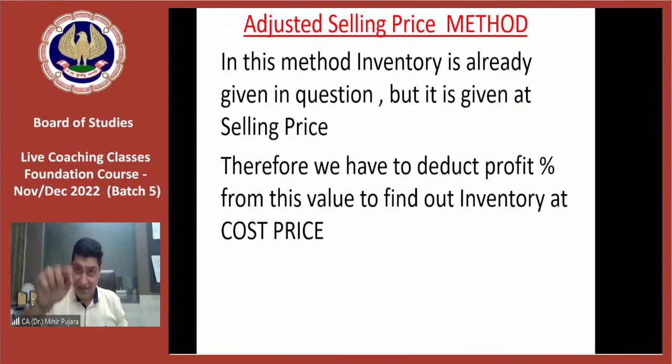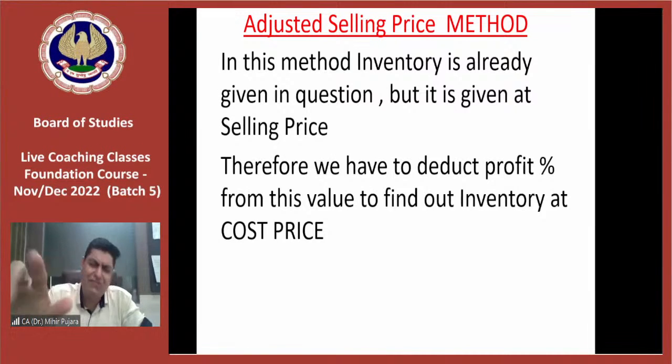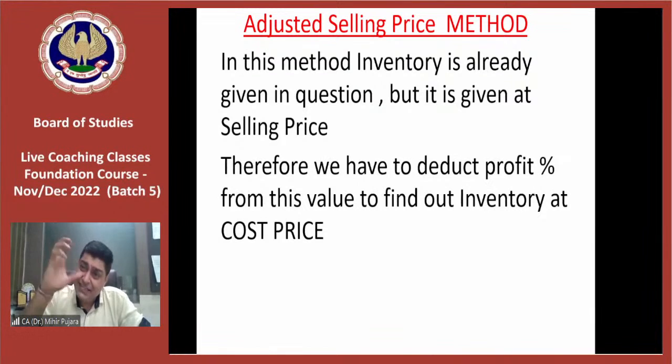लिखा है आगे. But it is given at selling price. And closing stock can never be at selling price. We have to find out the gross profit. We have to find out the cost price. And therefore, लिखा है मैंने, therefore we have to reduce profit percentage from this value to find out the inventory at the cost price. So closing stock will be given in question, but it will be given at the selling price. So from that sales value of closing stock, we have to minus GP. So we'll get closing stock at cost price.